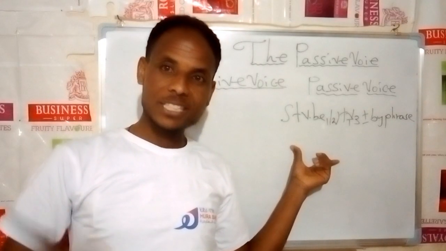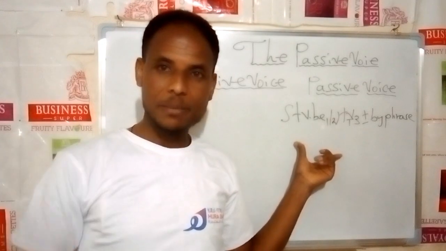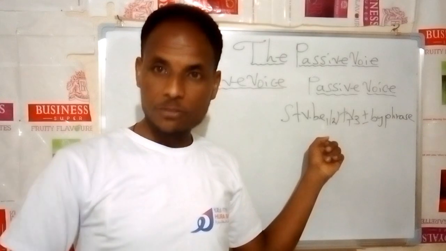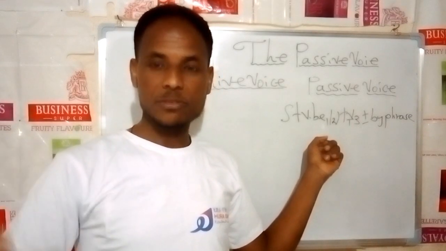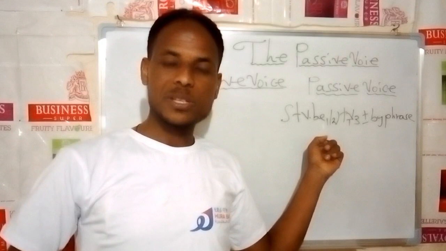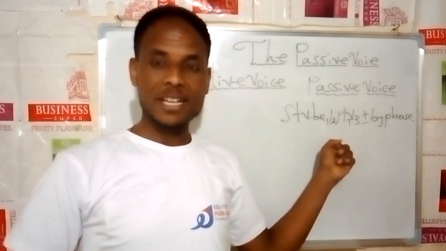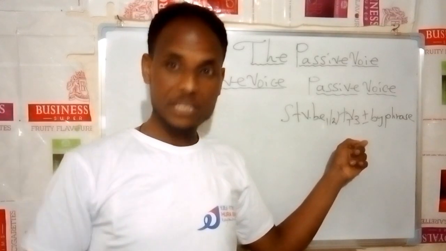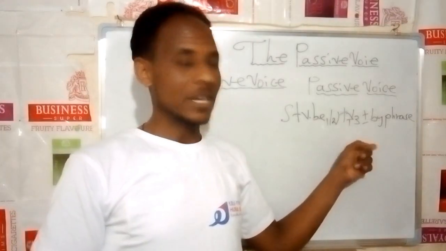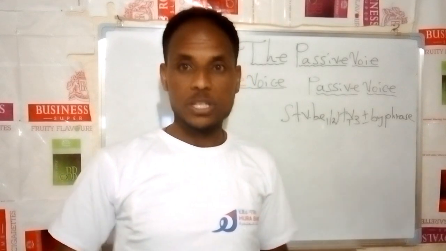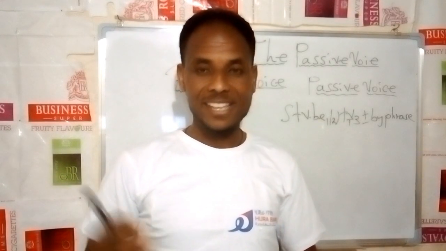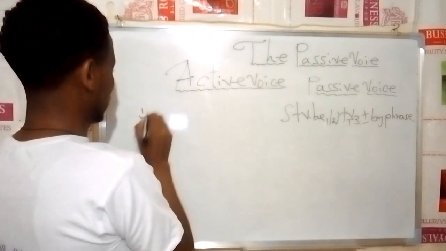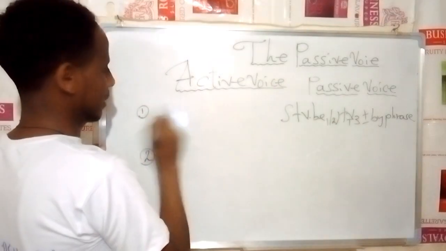Whenever changing the active voice into the passive voice, please remember the exact structure for the passive voice. Subject plus the infinitive form of the verb to be or the past simple form of the verb to be, which is according to the main verb in the active voice, plus the past participle form of the main verb in the active voice, which is transitive, plus or minus the by phrase, which is the doer of the action in the active voice. Okay. This structure is used for only main verbs. Here is an example.